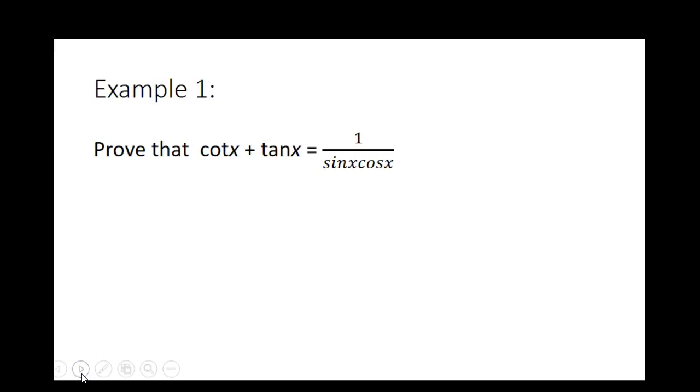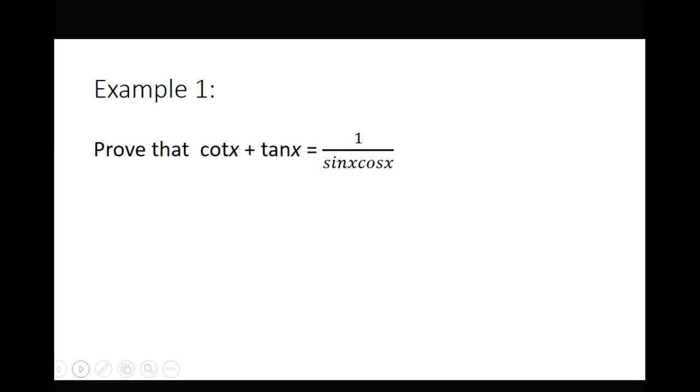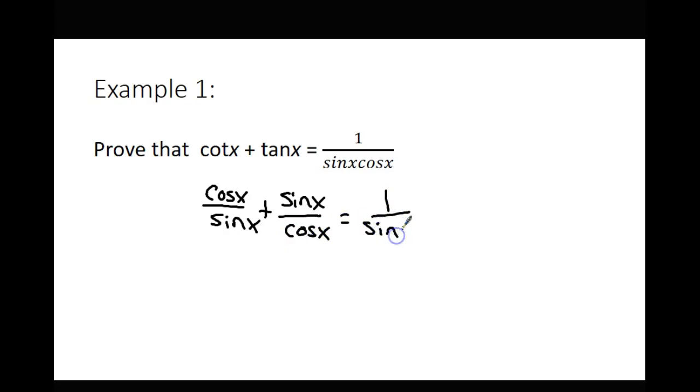Go ahead and write down example 1. All right. So here we go. Let's continue. We're always doing strategy 1 first. So I'm going to start by replacing cotangent with cosine over sine. I'm going to replace tangent with sine over cosine. This side is fine. We'll be leaving that alone.